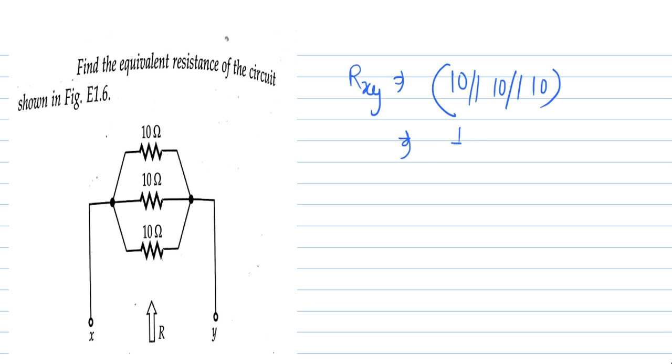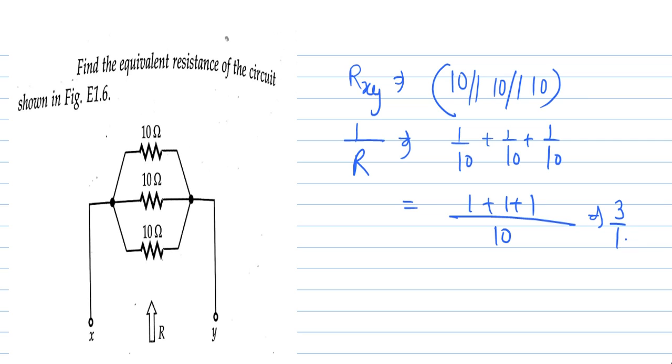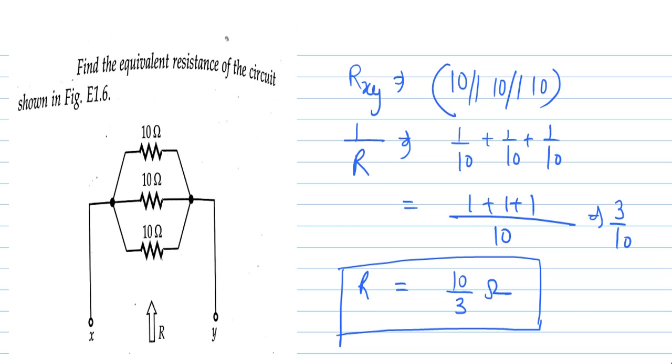So we will get 1 upon R is equal to 1 upon 10 plus 1 upon 10 plus 1 upon 10. So here we will get 1 plus 1 plus 1, that is equal to 3 by 10, or R is equal to 10 upon 3. So this is the value of the equivalent resistance across the terminals X, Y.